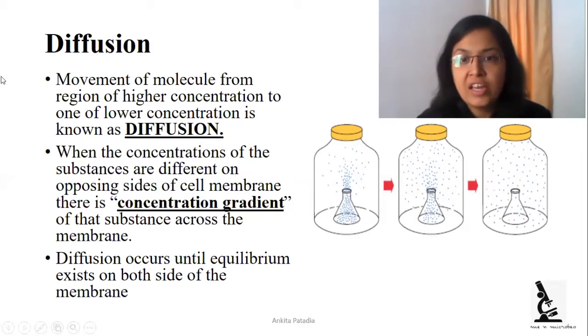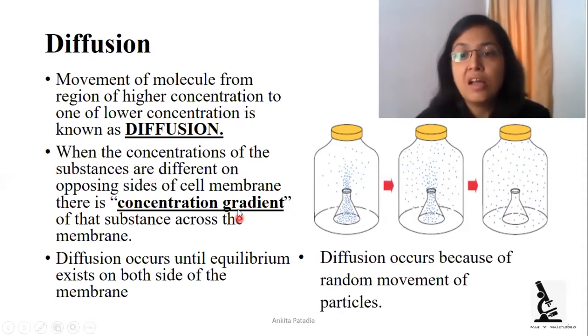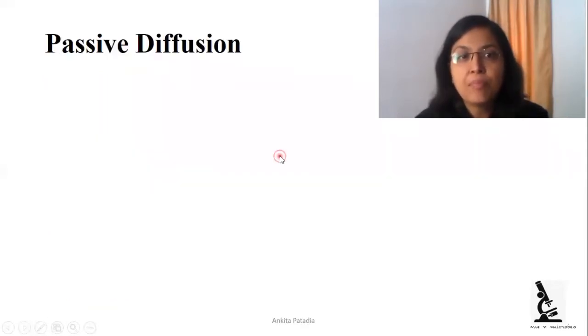Here, this conical flask is covered with the semi-permeable membrane. So this is the example of diffusion. Diffusion occurs because of the random movement of the particles. Because the movement of the particles is not in a particular manner, they are diffusing in a random manner. So let's begin the discussion with passive diffusion.